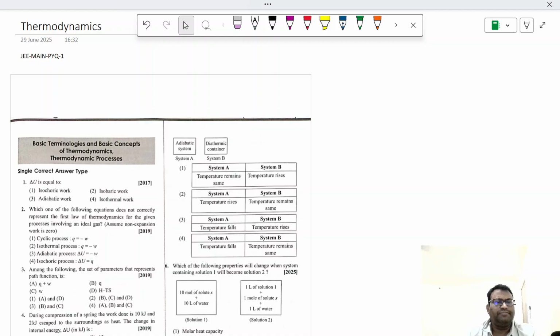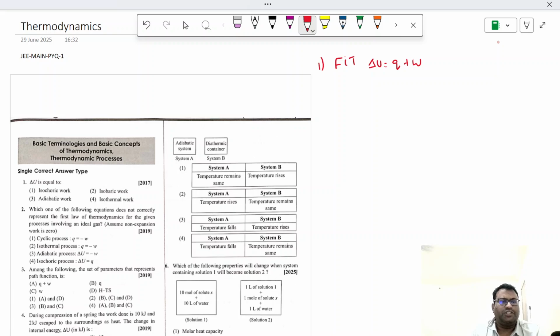So let us start. What is the first question asked? First question, delta U is equal to isochoric work, isobaric work, adiabatic work, or isothermal work. Delta U. So first of all, we have to know FLT. What is FLT? First law of thermodynamics. According to first law of thermodynamics, we know that delta U is equal to Q plus W.